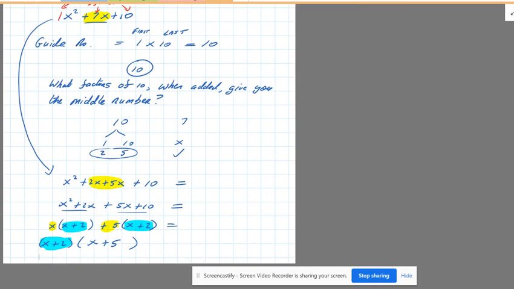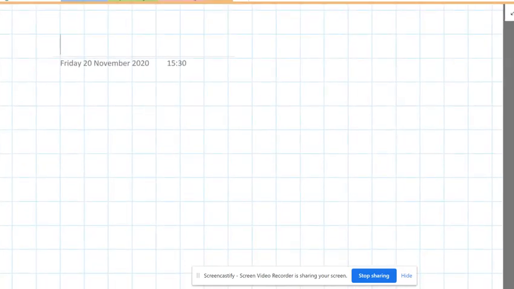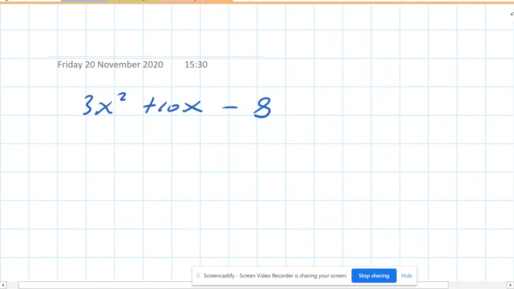Now, we might take a look at some of the more difficult ones you can get in the guide method. Let's try a few with minuses and so on. So we'll try one here, for example, with a 3x squared plus 10x plus minus 8. And let's have a look at that.